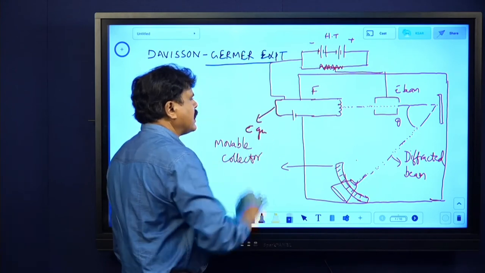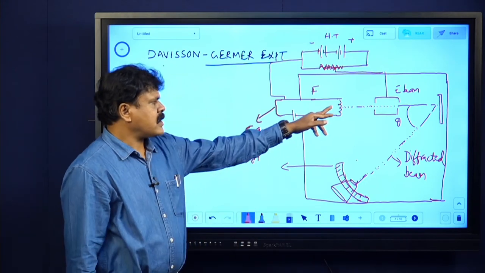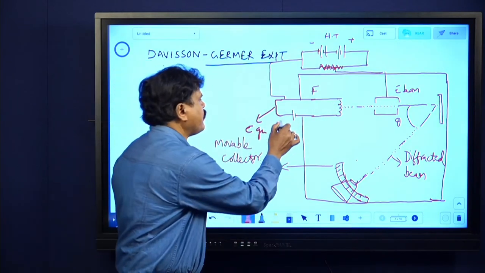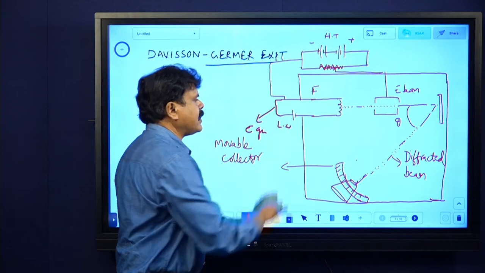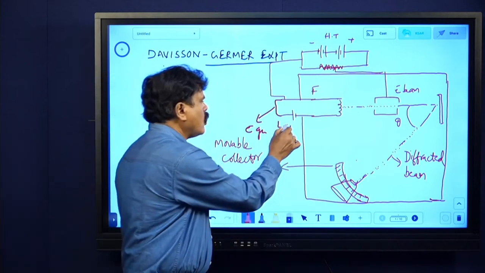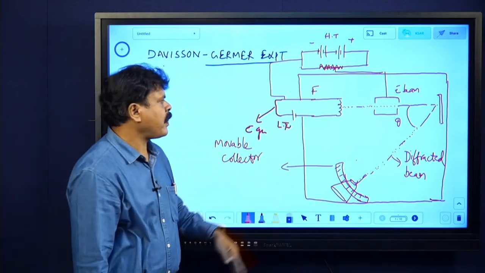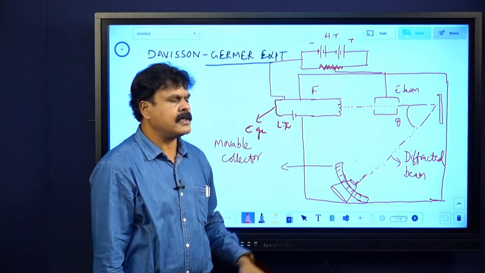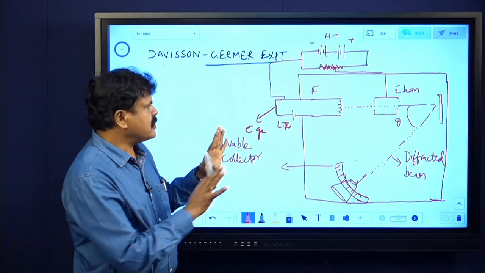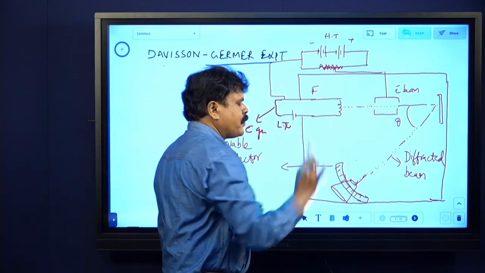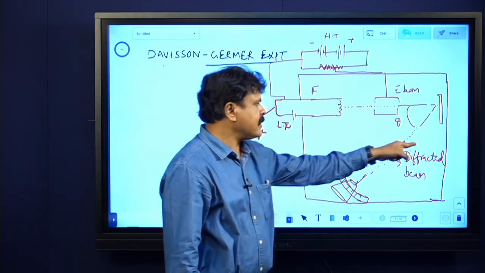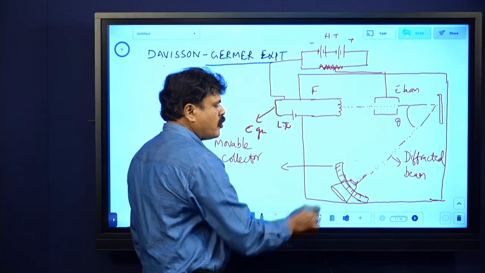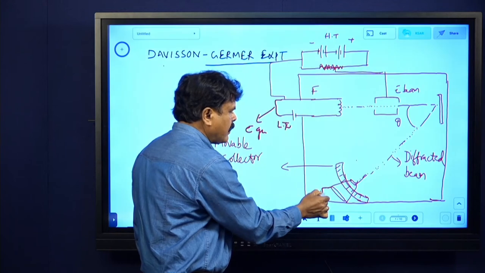What does the electron gun mean? It will have a tungsten filament, which is connected to a low tension battery. When you connect this low tension battery, electrons are emitted from the tungsten filament. Overall, you just draw this. This is a cylinder. And this is the nickel target. And this is a movable detector, which can be connected to a galvanometer.